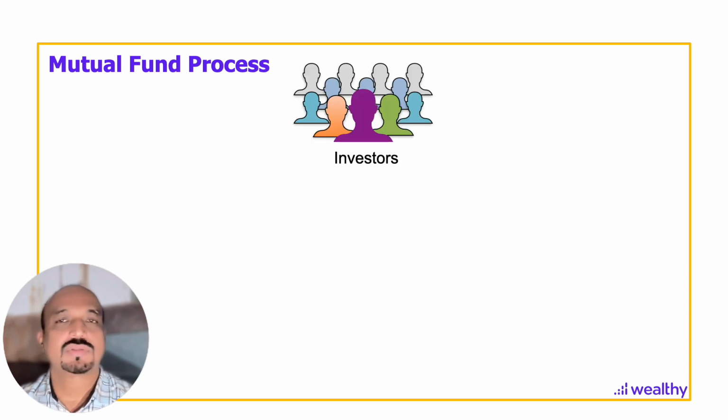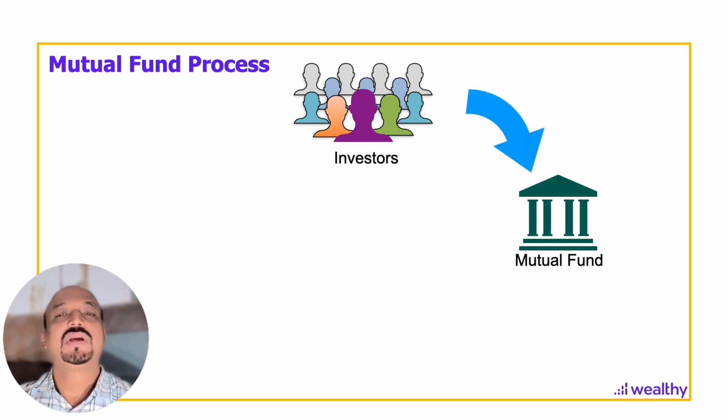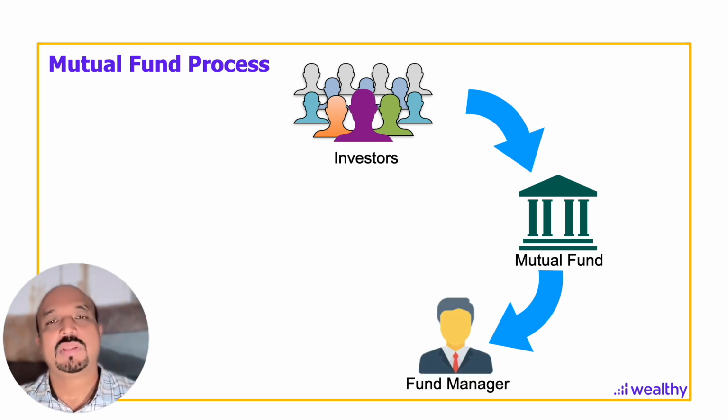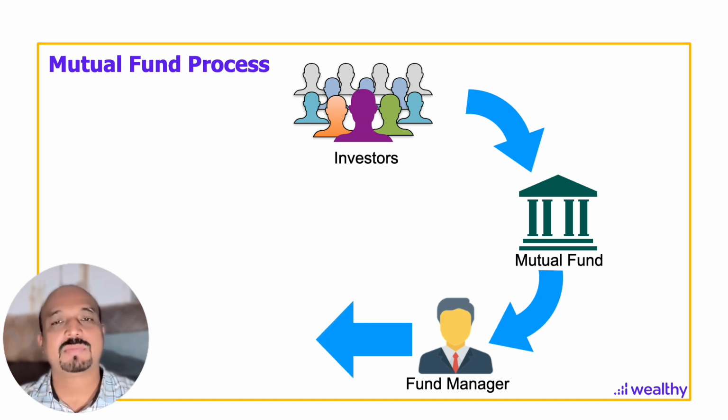There are investors of different natures. All of these investors give in their money to a mutual fund company. Typically, this mutual fund company is a trust which is owned by the investors themselves. That mutual fund company allocates that money to fund managers, which are also called asset management companies.